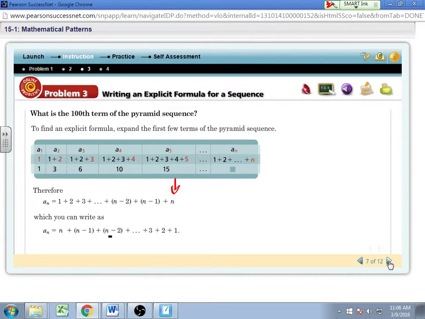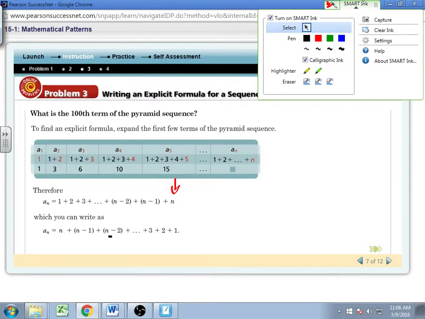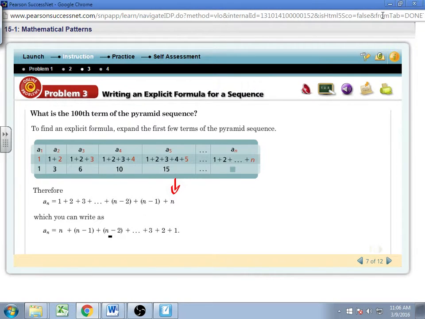I could flip that around and write it n plus the previous term plus the previous term to that, all the way back to just plus 1. How does that help us? We know about combining functions. What they did, I think, is they added the 1 to the n, and then they added the 2 to the n minus 1, and that's where they get the parenthesis n minus 1 part of it.